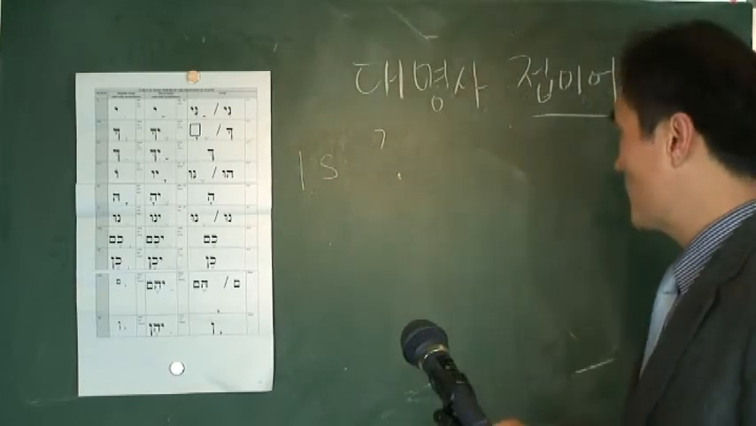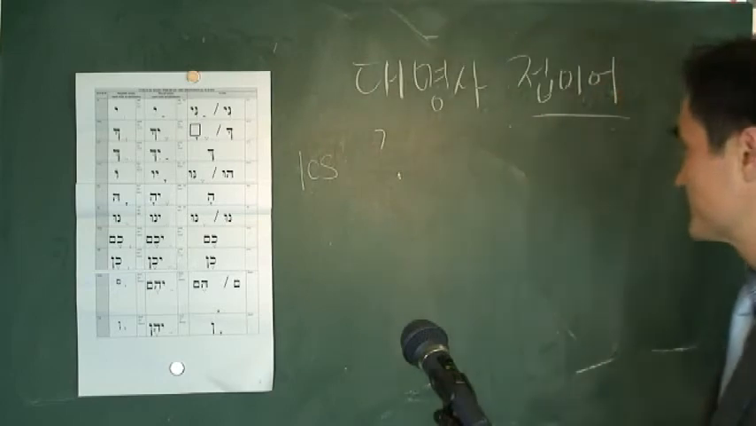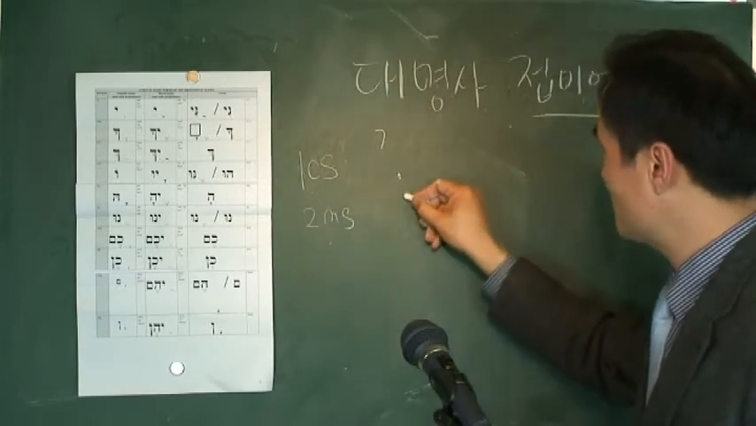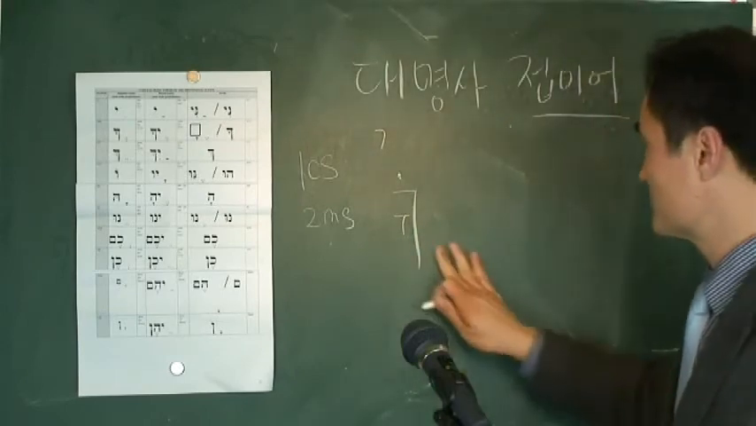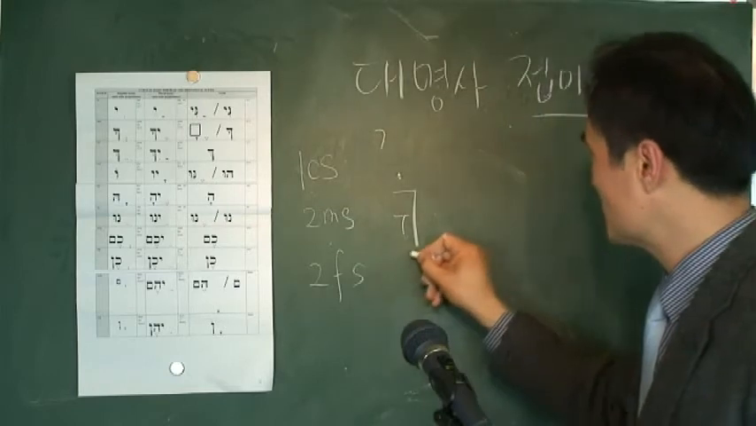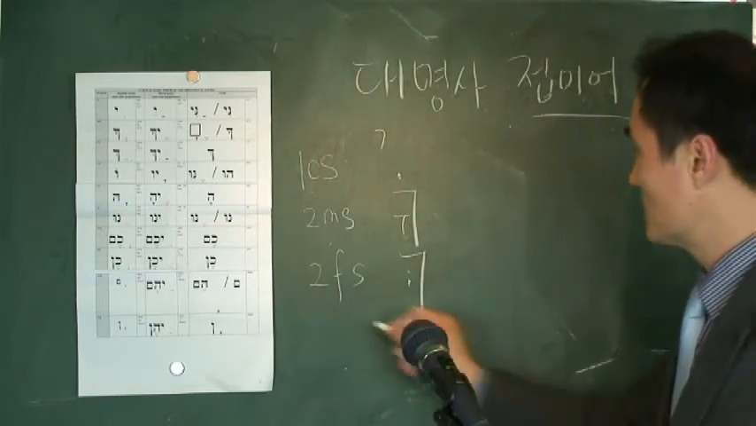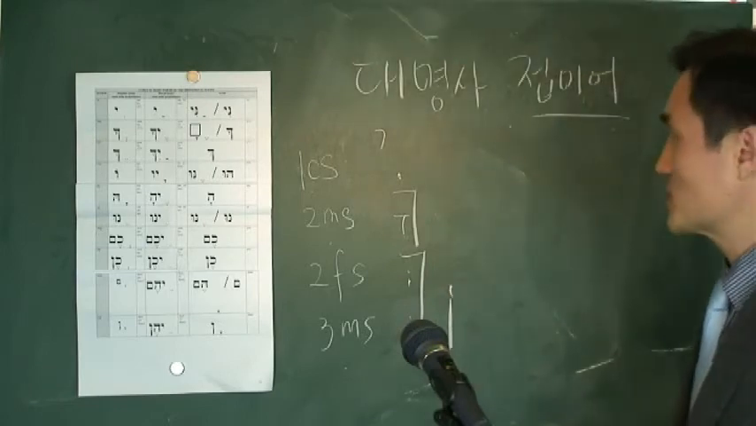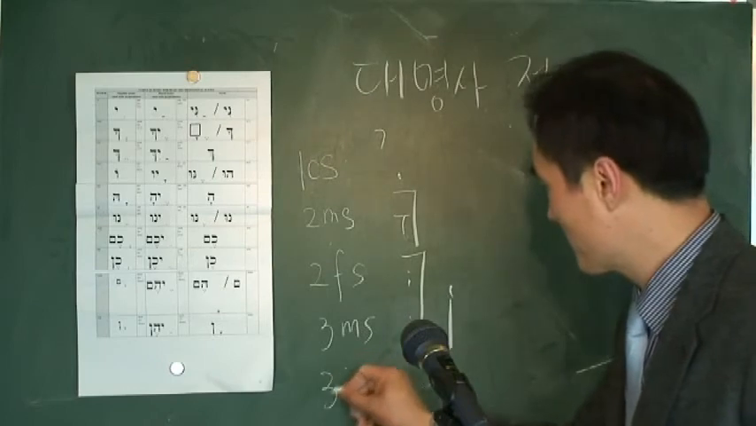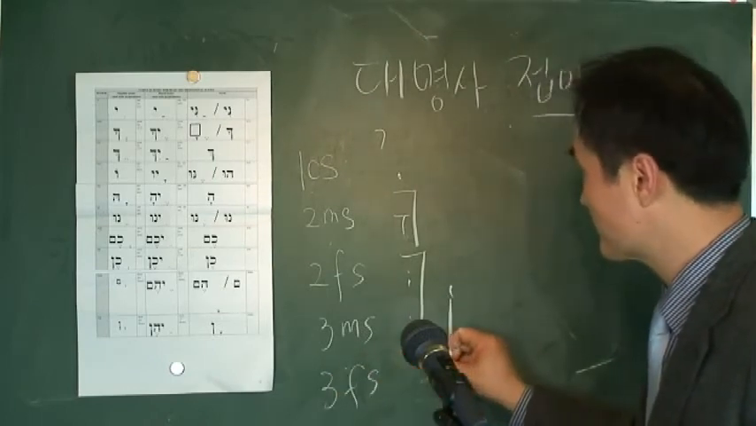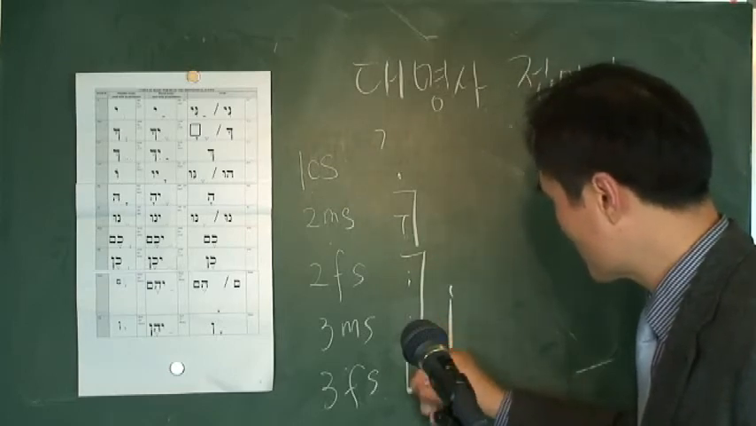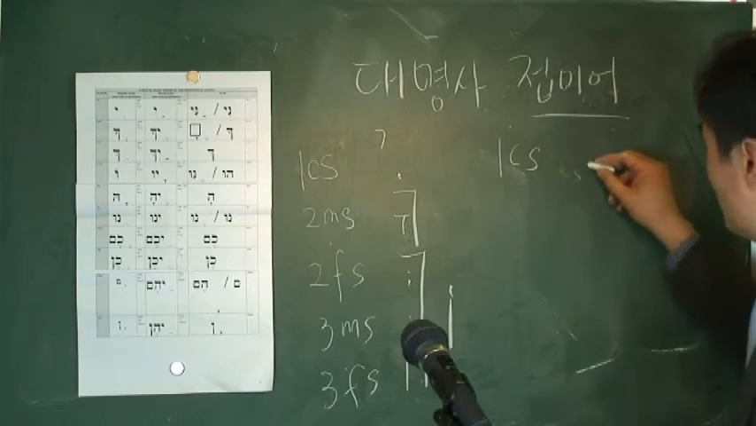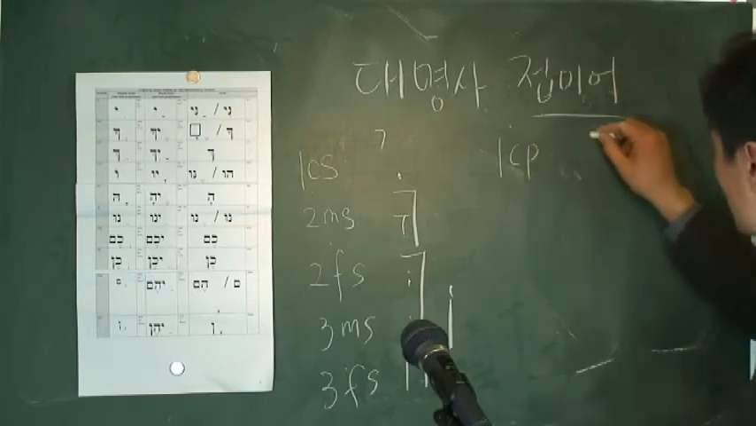The ending of the first person common singular is yi. The second person masculine singular is ka. The second person feminine singular is k. The third person masculine singular is o. The third person feminine singular is a. The first person common plural is nu.